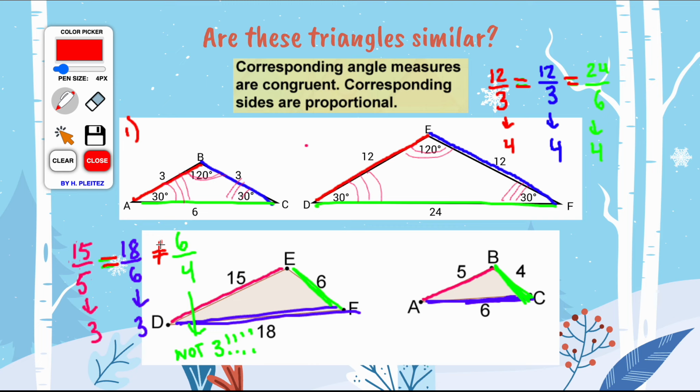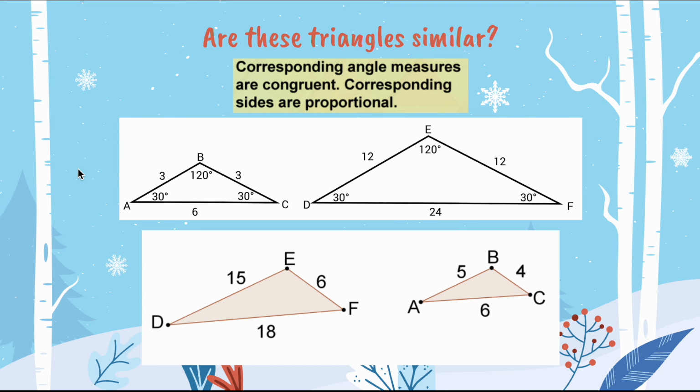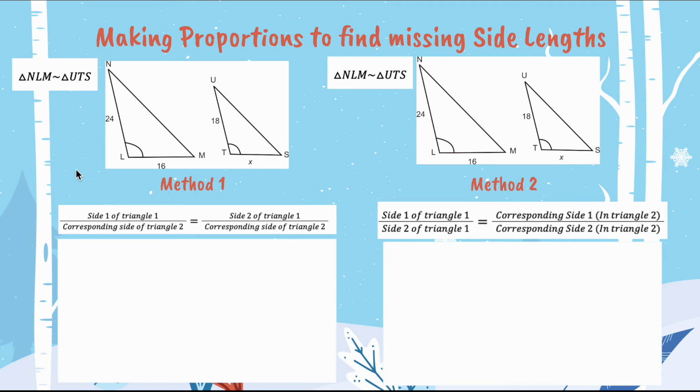Now, without making these proportions, you could kind of use the same logic. Look at your 3 sides, right? To get from 15 to 5, I divide by 3. To get from 18 to 6, I divide by 3. To get from 6 to 4, I'm not dividing by 3, right? But it's a good habit to get into of making these proportions because we're going to have to do it in this example right here.